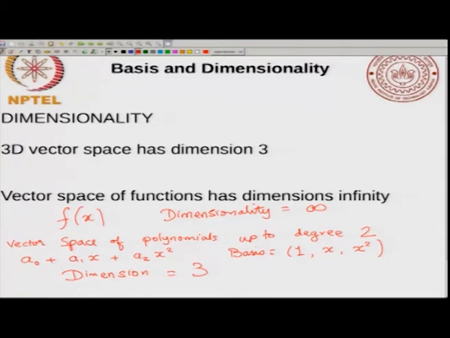Okay. So, I will stop this lecture with this. Okay. In the next class we will talk about vector operators and functions of vectors and vectors and scalar fields. Okay. Thank you.